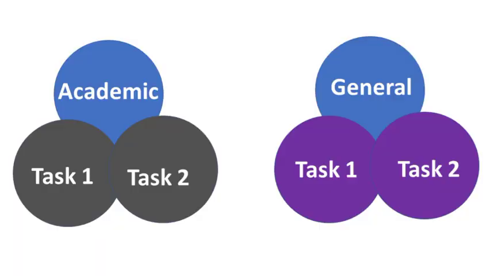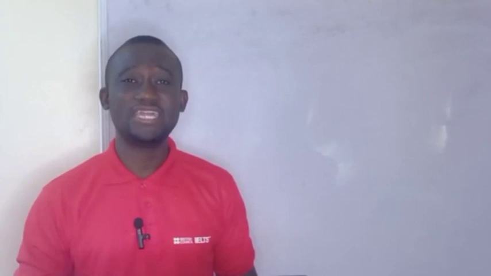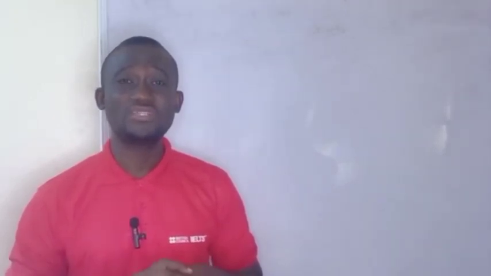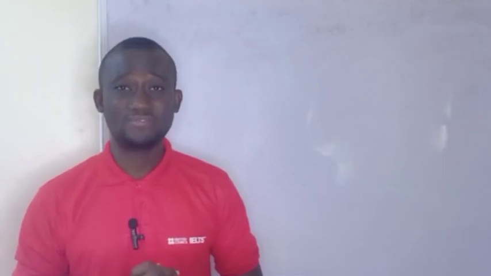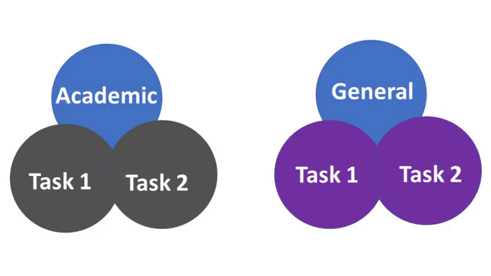There are two modules of the IELTS test: academic training module and general training module. But specifically today, I will be sharing with you the writing section of the IELTS test. The writing section of the IELTS test is divided into two: task 1 and task 2, either for the academic training or for the general training module.